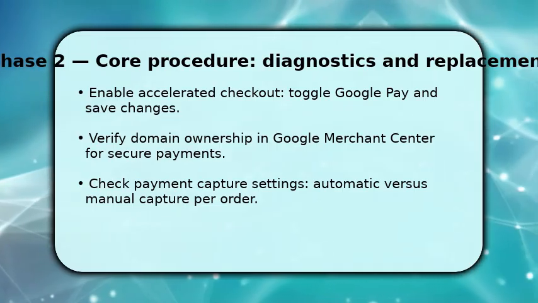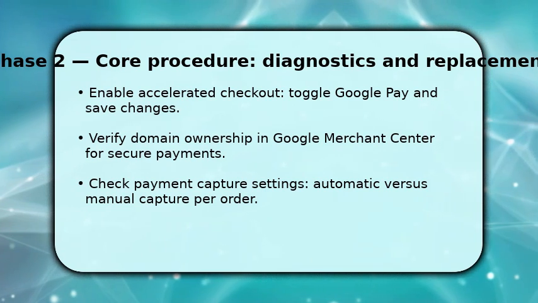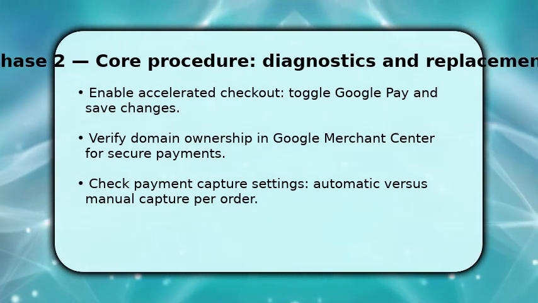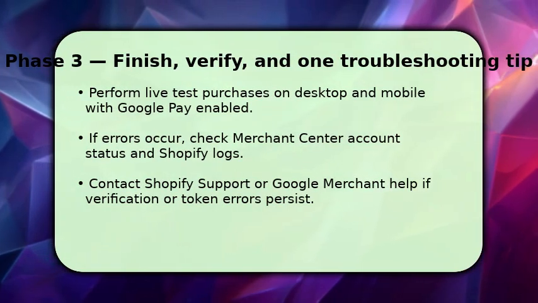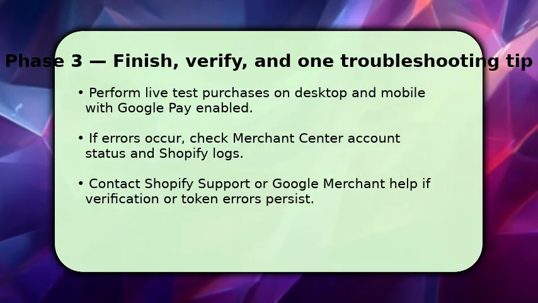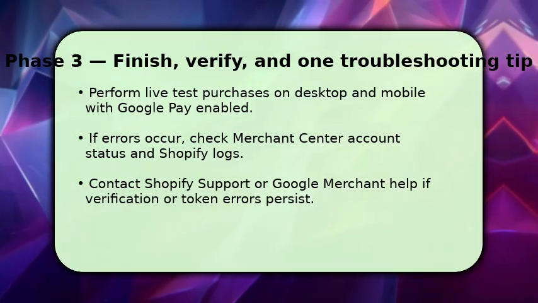Finally, test in a private browser with a real device that has Google Pay configured to confirm the button appears and processes. Complete setup by running live test transactions on both desktop and mobile. Use a real payment method with Google Pay enabled. Make sure the Google Pay button appears at checkout and that orders show tokenized payment details in Shopify.